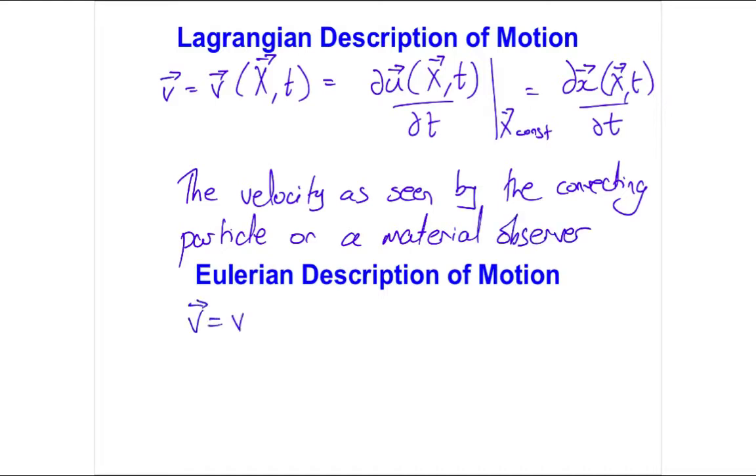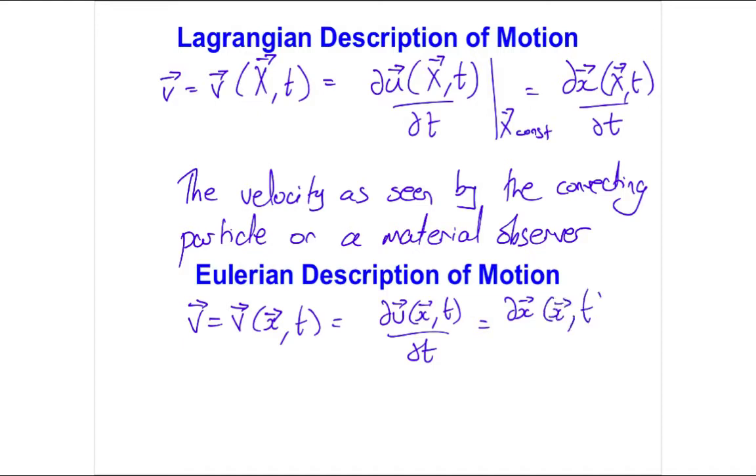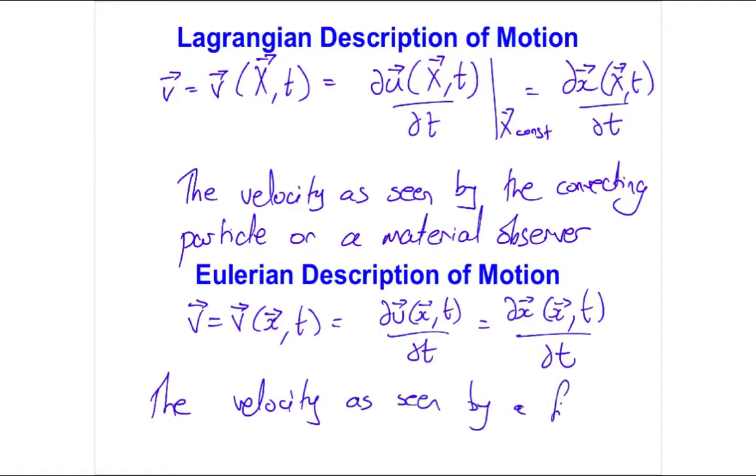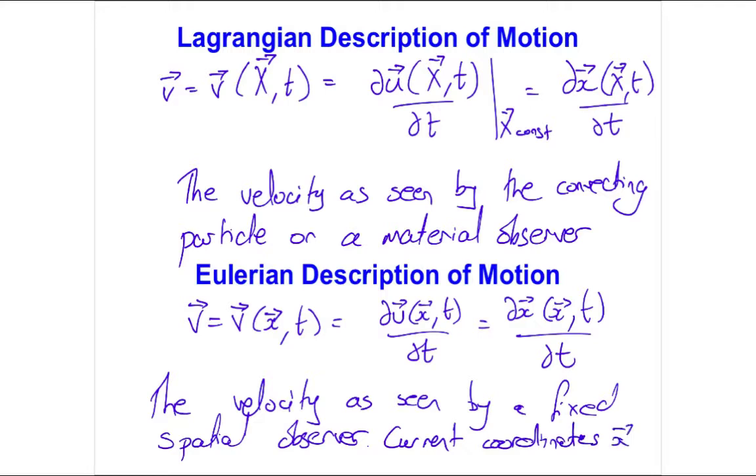In the Eulerian description of the motion, the velocity v is a function of the current coordinates little x and t, which is ∂u(x,t)/∂t, or ∂x(x,t)/∂t. And this is the velocity as seen by a fixed spatial observer. Now, the material coordinates capital X are fixed for a material particle, whereas the current coordinates change in time as the material point moves in space.